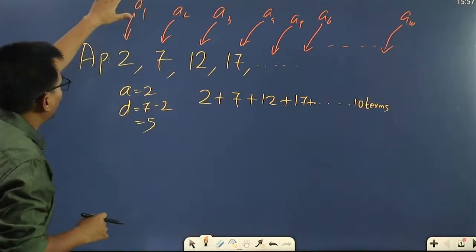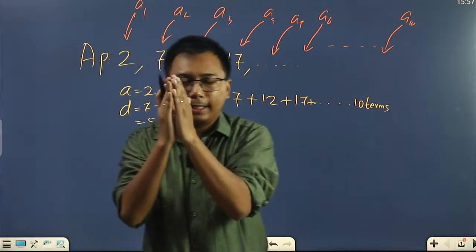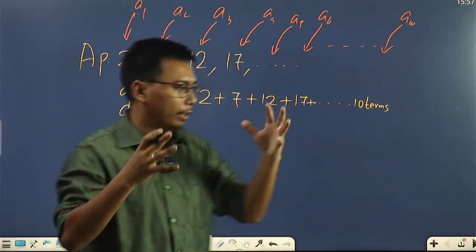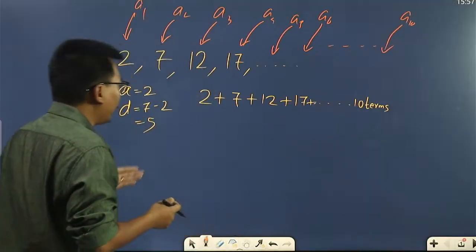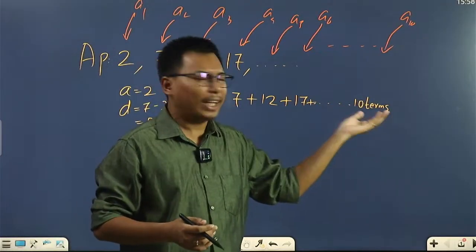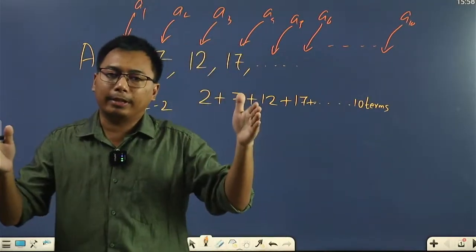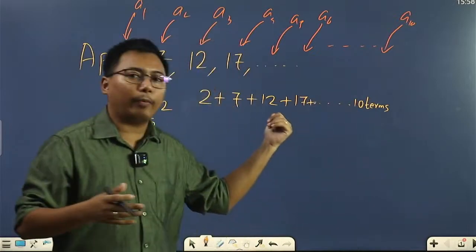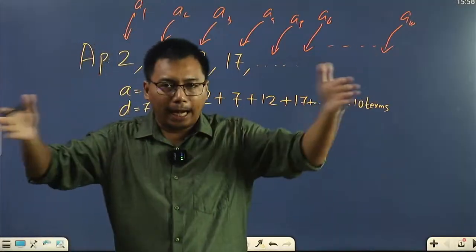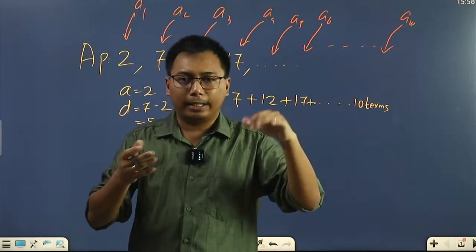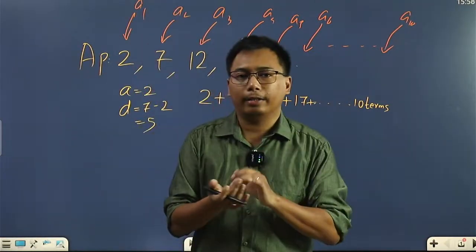So we have the first term and up to 10 terms from this AP, and let's say we want to add all of them. If we want to add these 10 terms, we can do it easily, right? We can simply add them. But what if it's 50 terms? Or 1,000 terms, or 500, 600, 700 terms? Obviously it will take some time. Not some time, it will take many hours to add, even if we use a calculator.